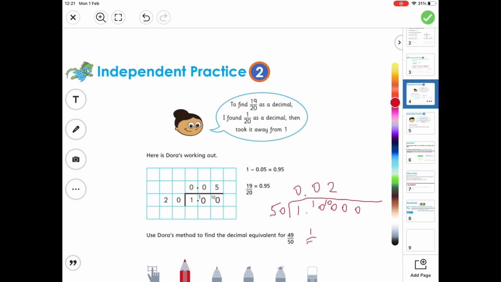So I know that 1/50th is 0.02. And if I do 1 take away 0.02, that'll give me an answer of 0.98. So 49 over 50 is the same as 0.98.